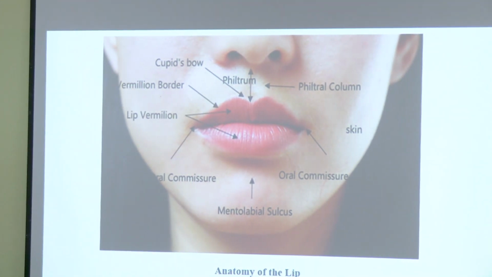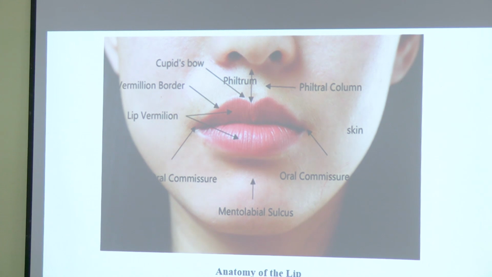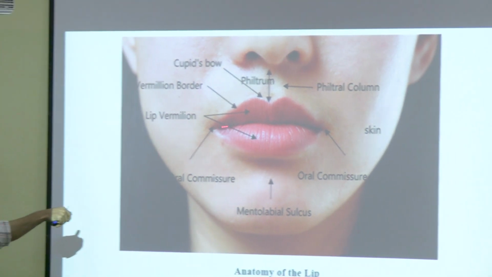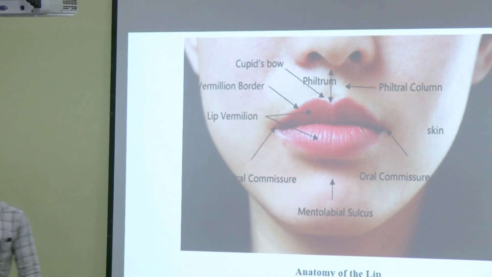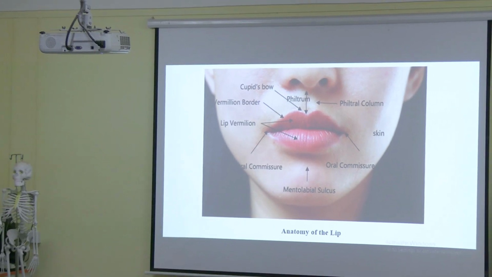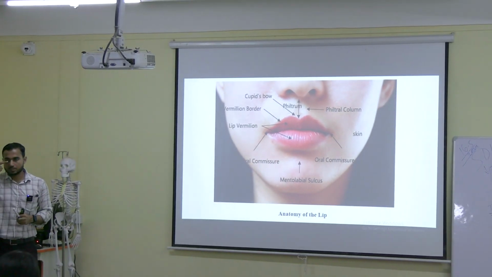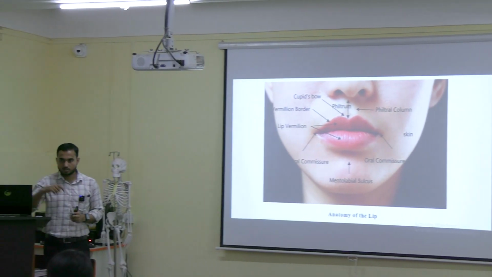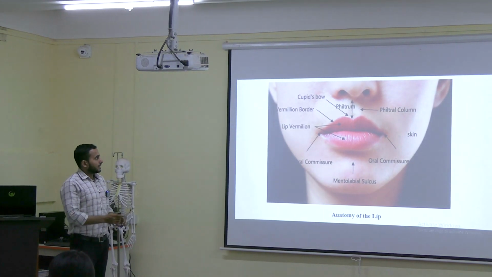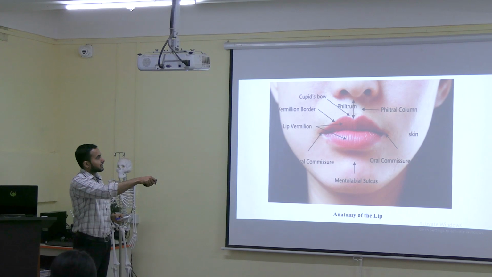As you can see, both the lips join at the angle of the mouth. Now this gap is also called the oral commissure. That day in the lecture I mentioned the palpebral fissure, the space between both the eyelids. Now here you can see the oral commissure. Next, other parts are also there.